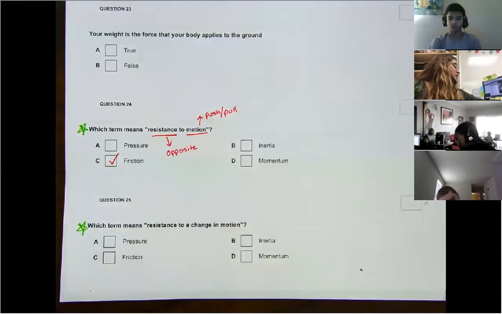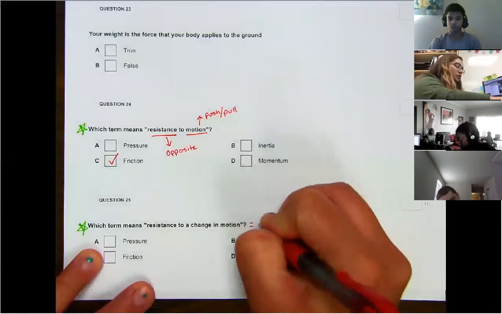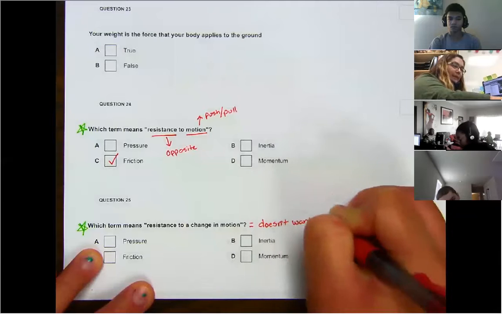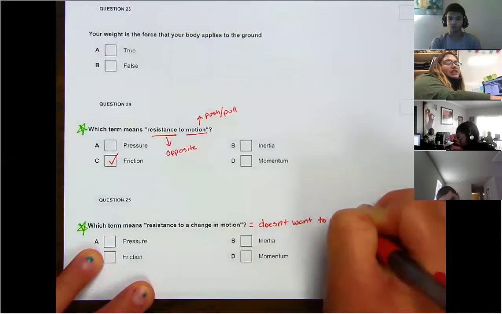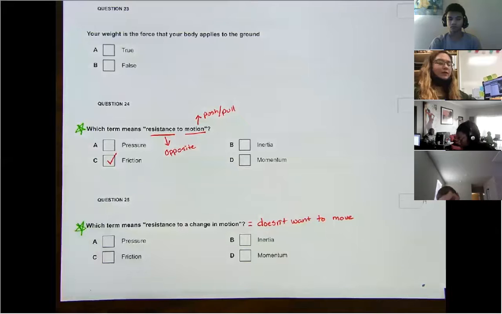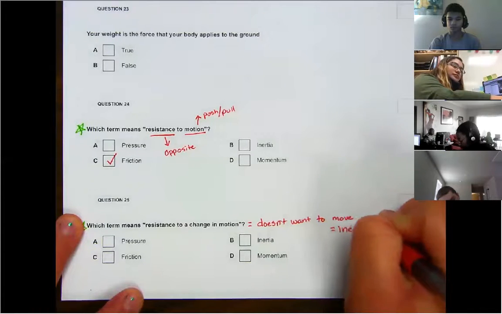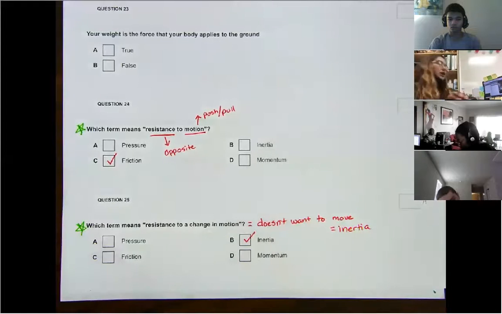Which term means resistance to a change in motion? So what that means is it doesn't want to move. It's like trying to get you out of bed in the morning. You don't want to get out of bed. So that's inertia. That's Newton's first law. All right, so again, those are the most missed questions on the review.